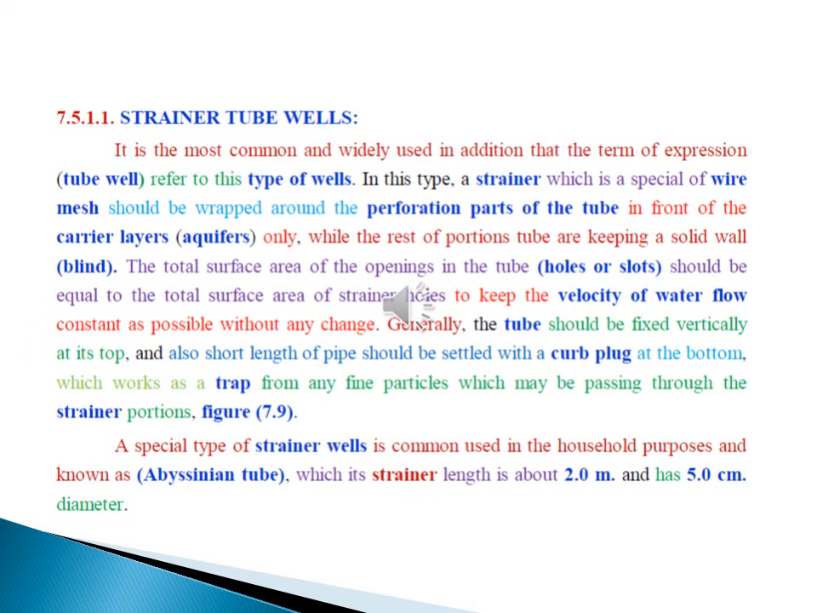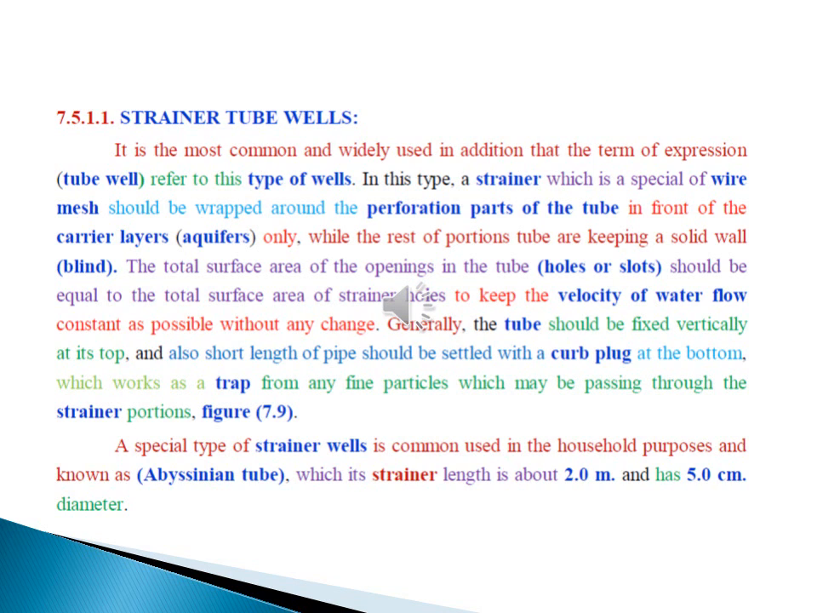Strainer tube well. It is the most common and widely used. In addition, the term expression tube well refers to this type of well. In this type, a strainer, which is a special wire mesh, should be wrapped around the perforated part of the tube in front of the carrier layer only, while the rest of the tube keeps a solid blind wall.